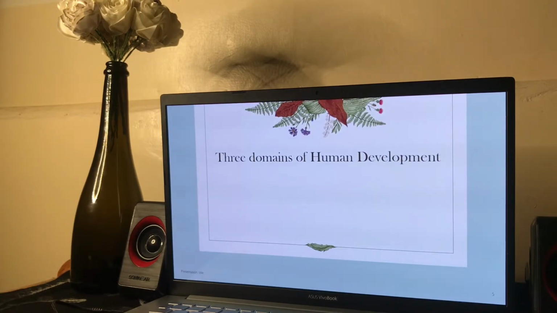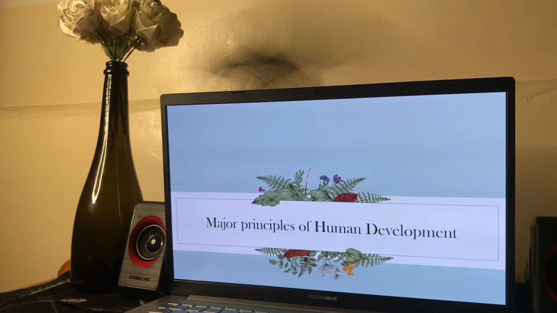These are the three domains of human development. First is physical domain. Physical domain involves our growth and changes in our brain and body, our senses, motor skills, and our health and wellness. Second is cognitive domain. Cognitive domain involves our learning, attention, memory, language, thinking, reasoning, and our creativity. Third is psychological domain. Psychological domain involves our emotion, personality, and social relationships. So let's proceed to the major principles of human development.